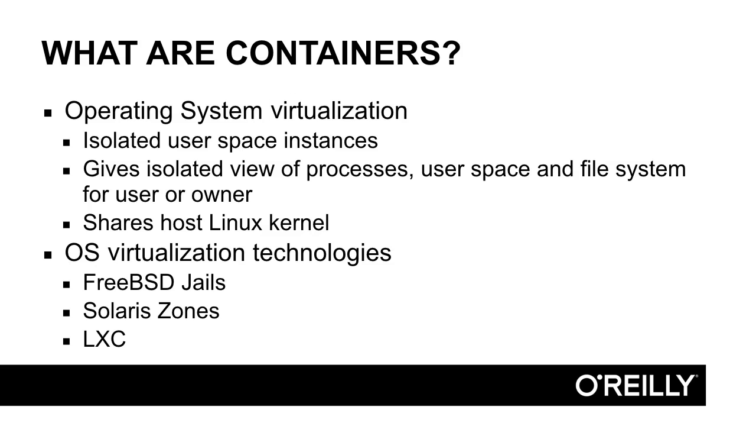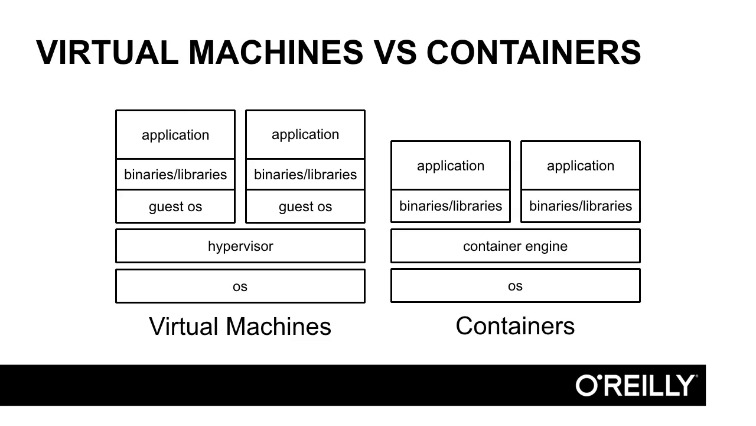Despite recently becoming more popular because of Docker, operating system virtualization has actually been around for years. Technologies such as FreeBSD jails, Solaris zones, and LXC are forms of containerization and are still used today. So what are the differences between containers and full virtual machines? This image depicts some of the differences at a high level.